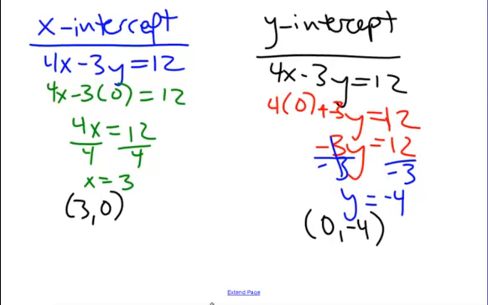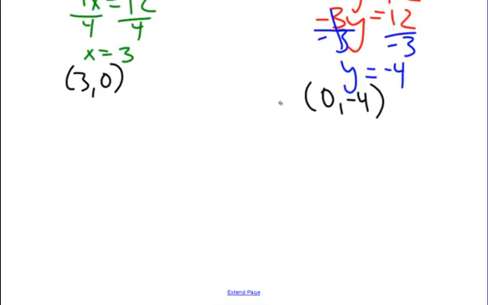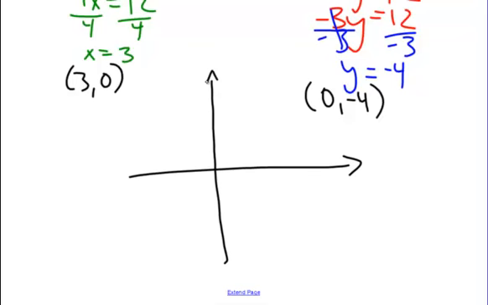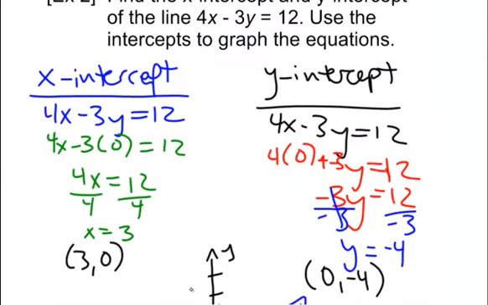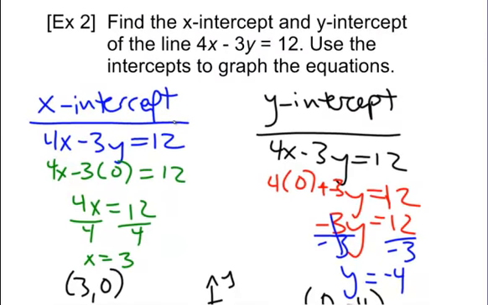Now we just graph those points, those x and y-intercepts, to see what the graph looks like. So 0, negative 4, and 3, 0. And we get a nice positive slope. Remember, for the x-intercept, make y 0. For the y-intercept, make x 0. Great job.